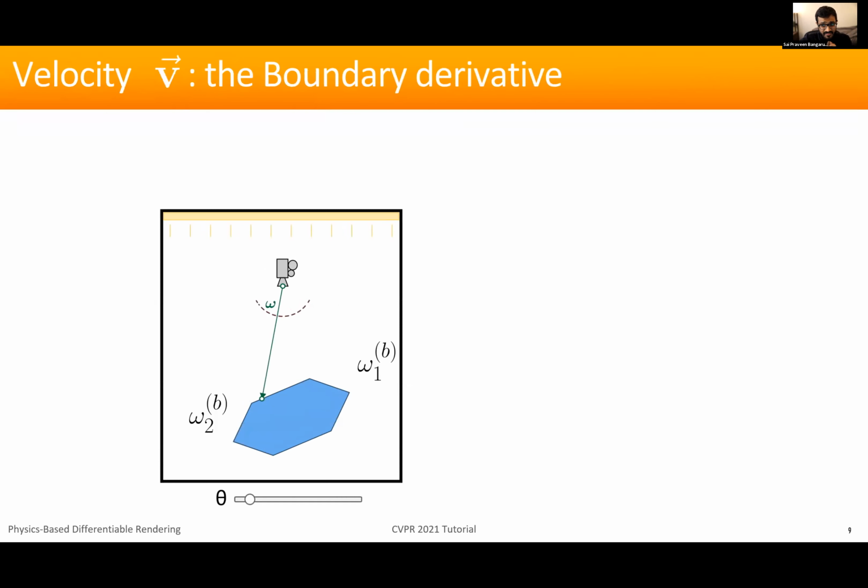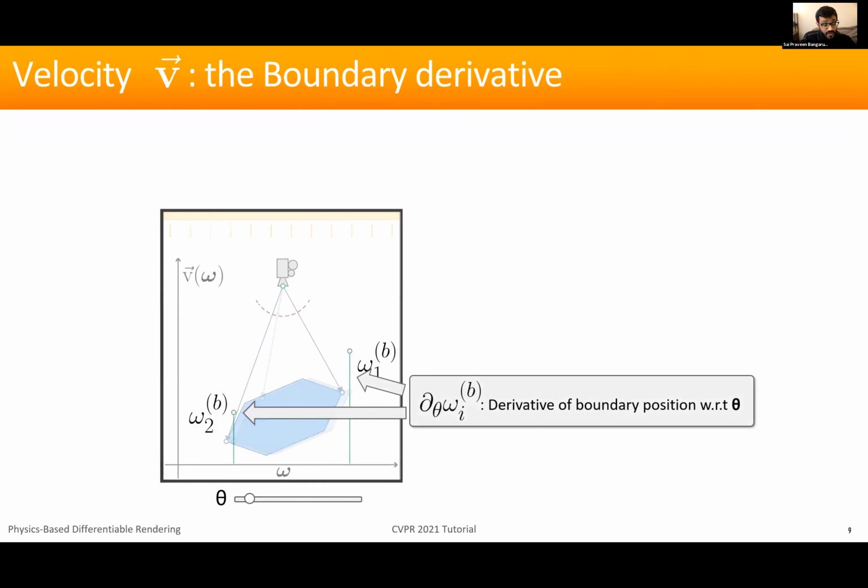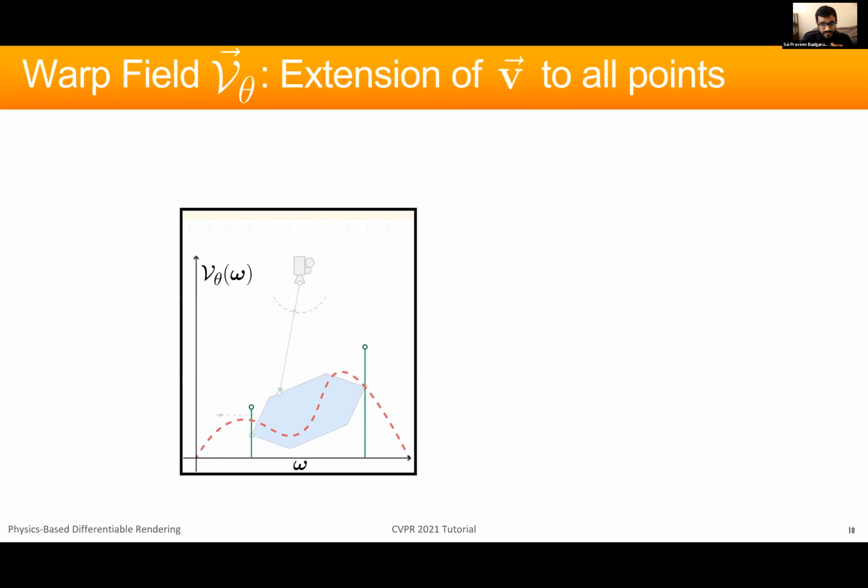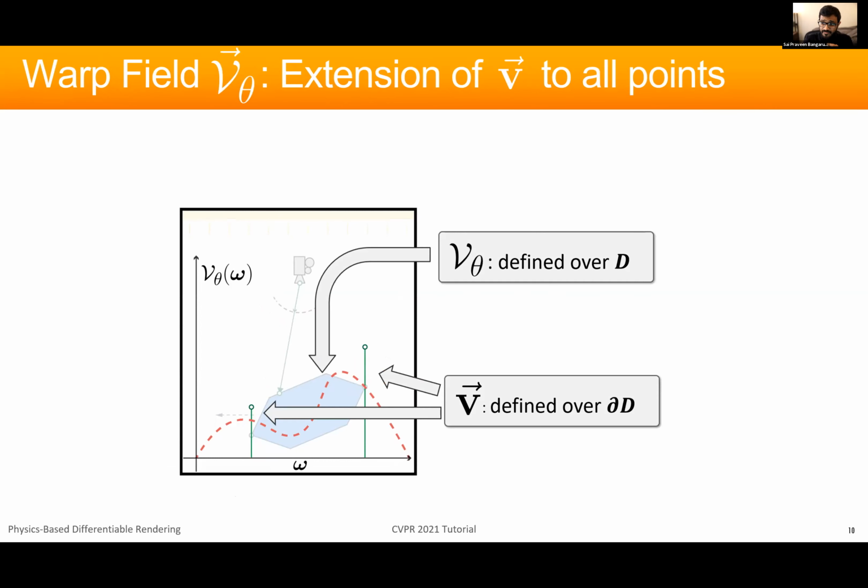Now, the velocity is the rate at which these values change as the underlying scene moves with theta. If you plot these values onto a graph, you can see that this is really only defined on the set of discontinuous points, and it's undefined everywhere else because it's a quantity that is defined on boundary motion. And this is the quantity that edge and boundary sampling methods aim to compute. But remember that our goal is to compute the equivalent area integral. So we need to find a warp field v theta defined over the entire domain and not just at the silhouette points. So what is this warp field and how do we compute it?